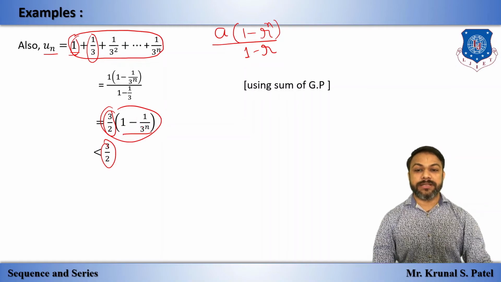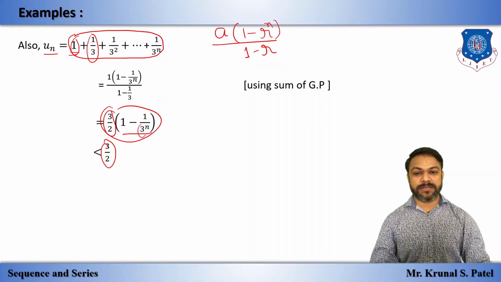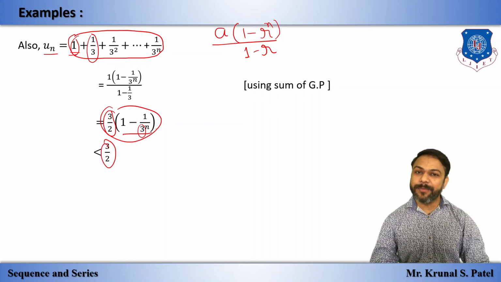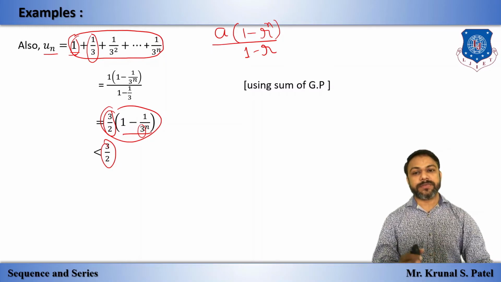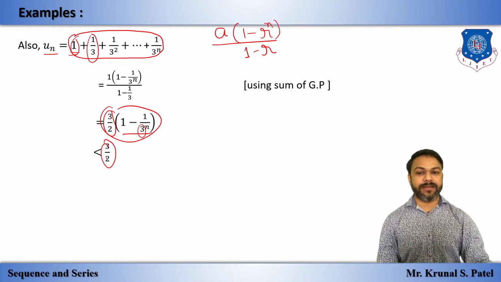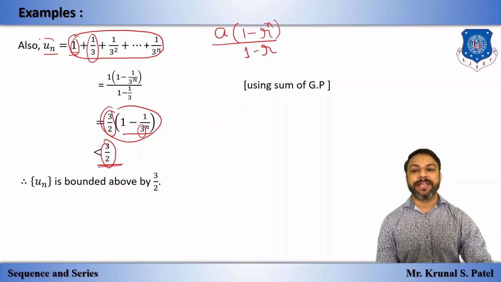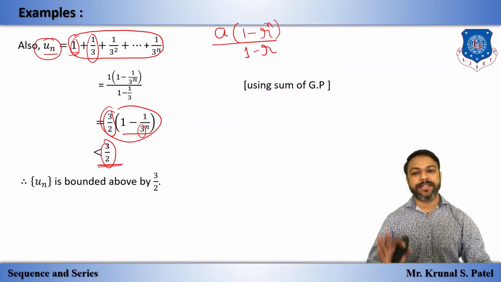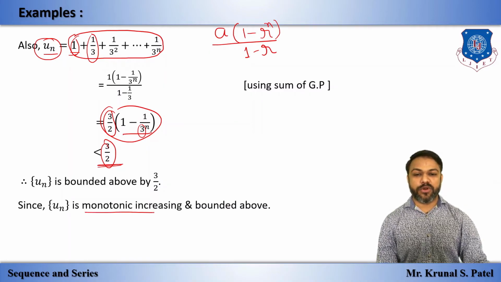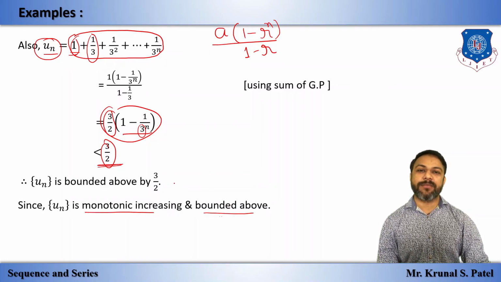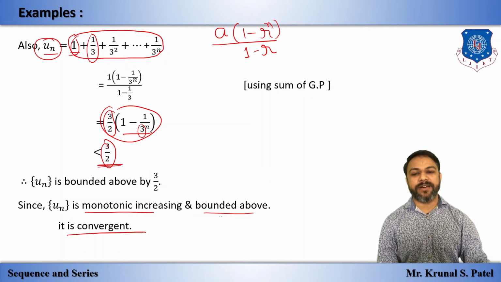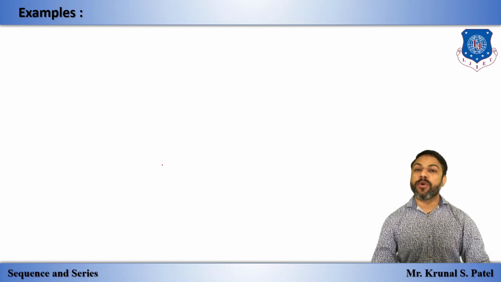Now it is clear that this term is less than 3 by 2. Why? Because as n tends to infinity, this is x^n with x greater than 1, as we have seen in some standard limit. So this term is less than 3 by 2, so u_n is bounded above by 3 by 2. That means each and every term of u_n is less than 3 by 2, because this is multiplied with 3 by 2 here. So it is monotonic and bounded above, so by the theorem the series is convergent.